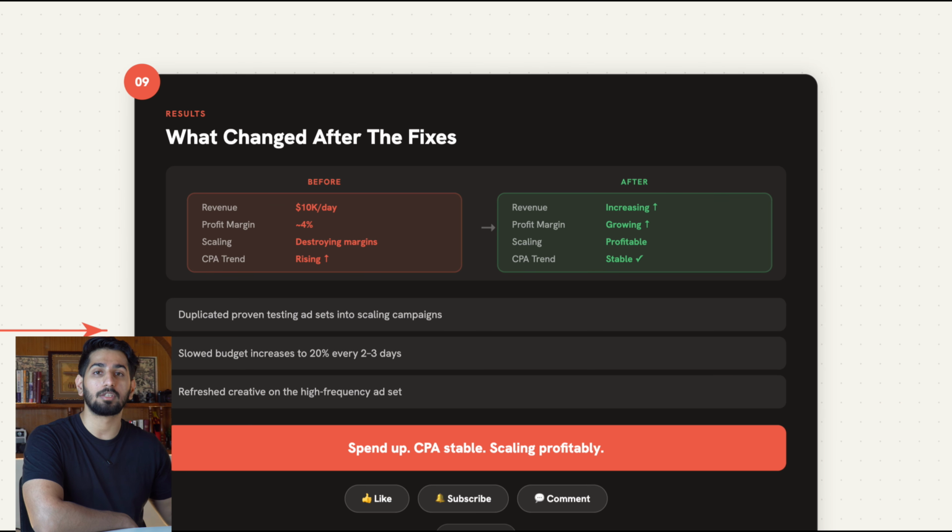These are just 3 of the major problems that we saw on that account, and just fixing this helped us increase their margins by a ton, which means now that they're making about $10,000 a day, their profit is much higher. And if you're trying to scale, I want you to make sure you go to your ad account and check for these 3 mistakes. If you're making any of them, fix them right away. And trust me, you'll see better results and better margins.